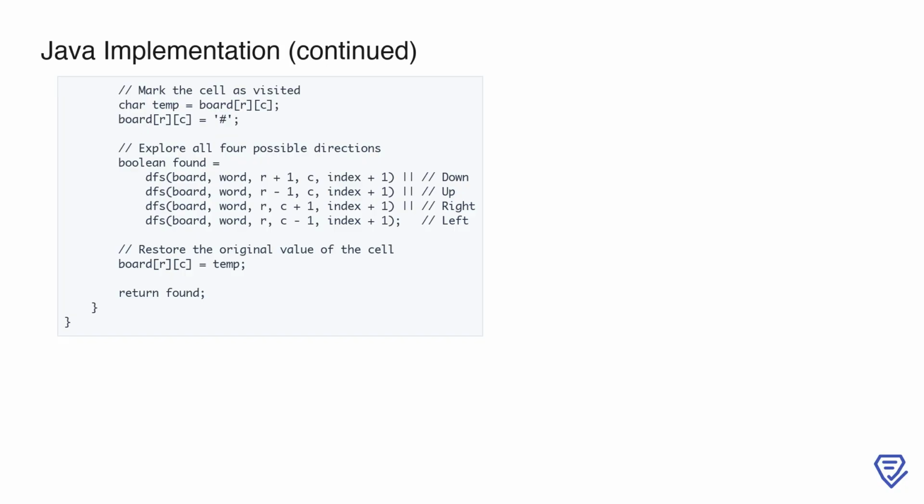If the cell is out of bounds or its character doesn't match the current character in the word, we return false. To avoid revisiting the same cell during this search path, we temporarily mark the current cell as visited by replacing its value with a special character, hashtag. Then, we attempt to explore all 4 possible directions, down, up, right, and left, by making recursive calls to DFS. If any of these recursive calls finds the word, we store the result in the found variable. Finally, we restore the original value of the cell to allow other paths to use it and return the value of found to indicate whether the word was located in the grid.